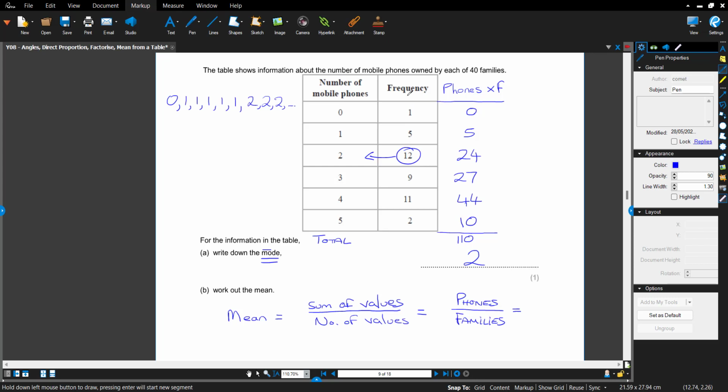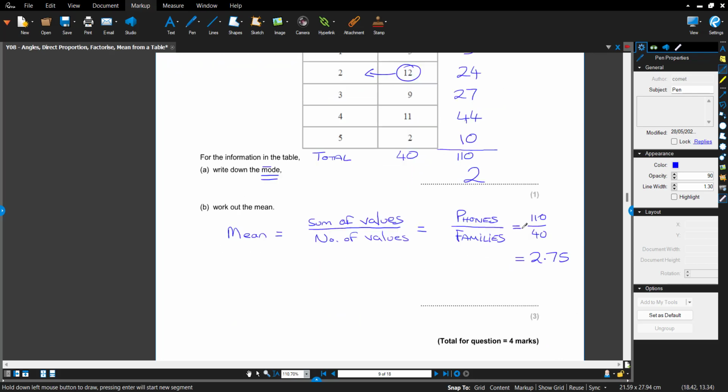And number of families, the frequency tells us the number of families, right? So it's 1 plus 5 is 6, plus 12 is 18, plus 9 is 27, plus 11 is 38, plus 2 is 40. So it's going to be 110 over 40. If you do that in a calculator, you would get 2.75. So the average family has 2.75 phones, and that's it. So you get the mean.